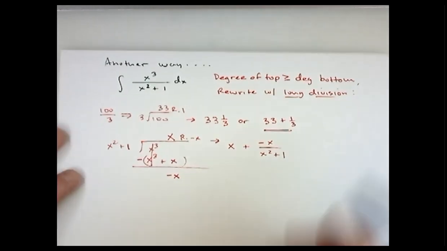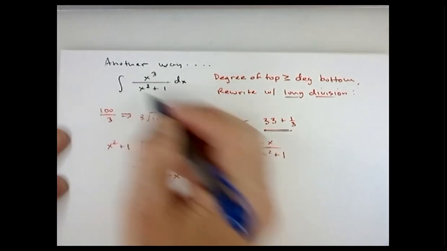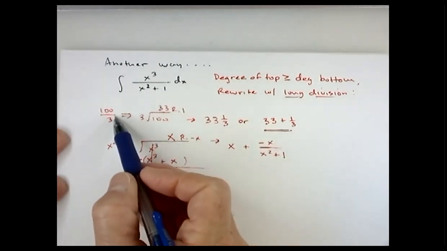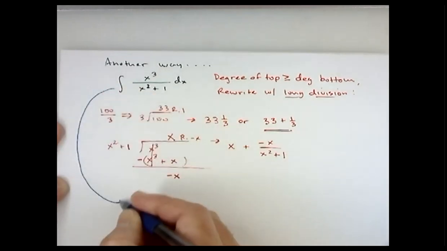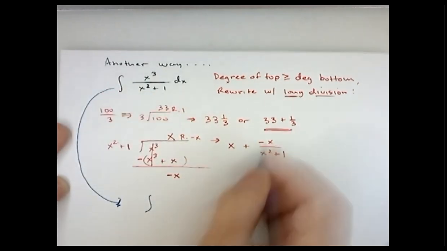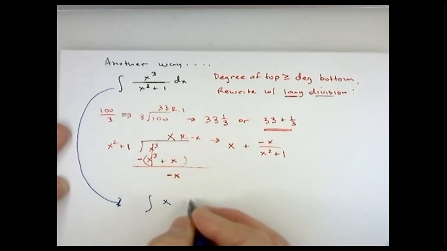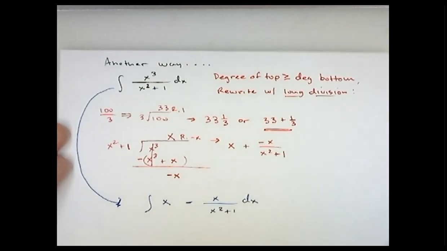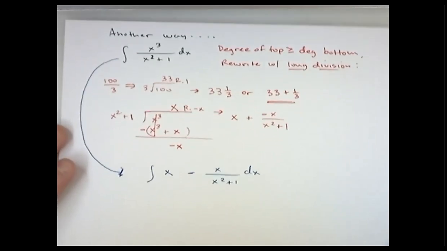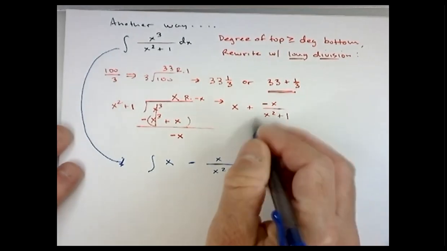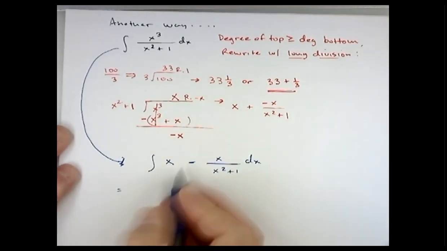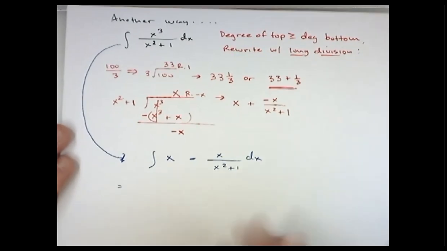So then, the idea is just like 100 thirds could be rewritten as 33 plus 1/3, this integral could be rewritten as the integral of x, let me just put the minus down, minus x over x squared plus 1. Right, that's just using this. And here's a good thing to talk about. I'm kind of glad I did this now.